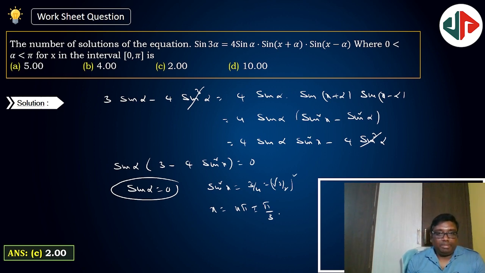So what is the value? Pi by 6. The number of solutions will be 2 solutions only. Totally n pi plus or minus pi by 6. Here in 0 to pi only 2 solutions will exist.